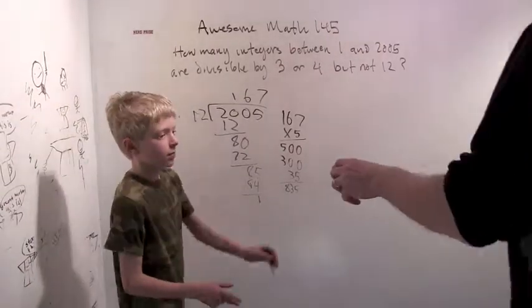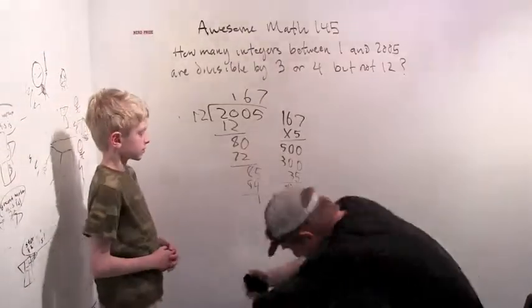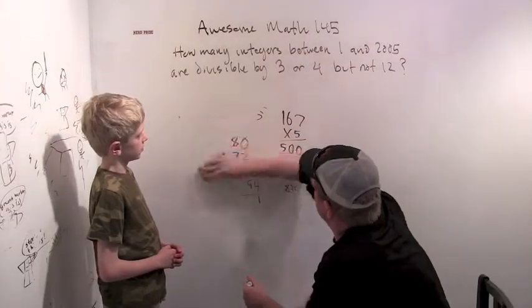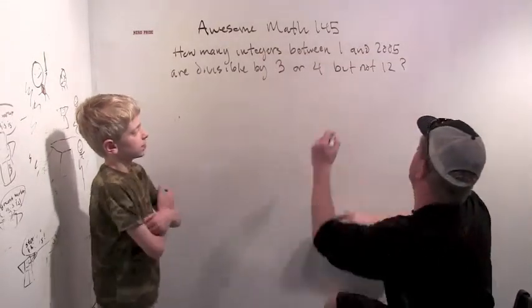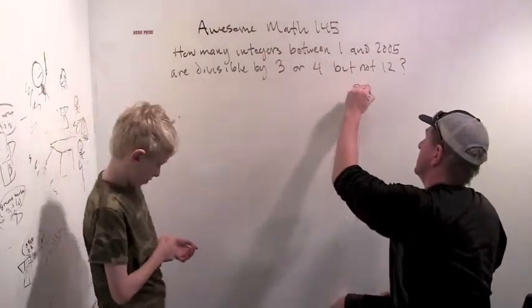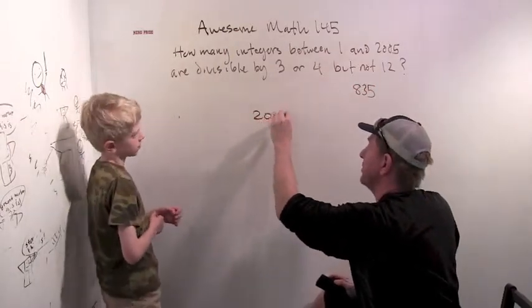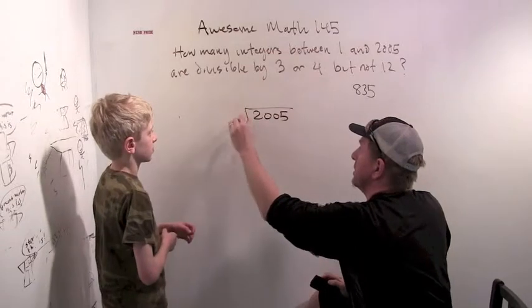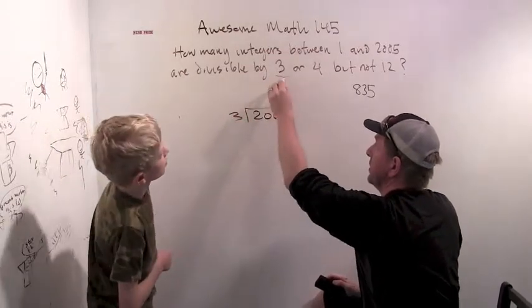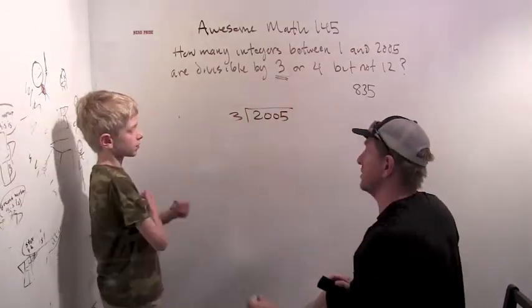All right, part C. So here's what I'm going to do. We'll write 835 up here so we don't forget it. All right, so I'm going to take 2005 and find the number of numbers that are divisible by 3. So I'm just going to divide 2005 by 3.